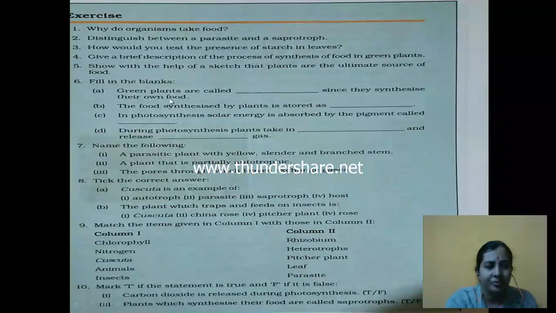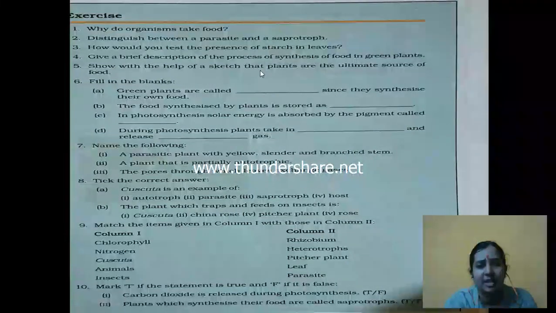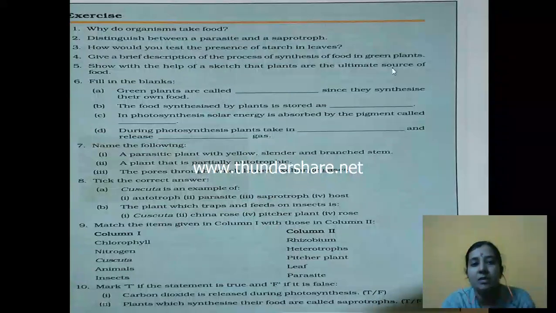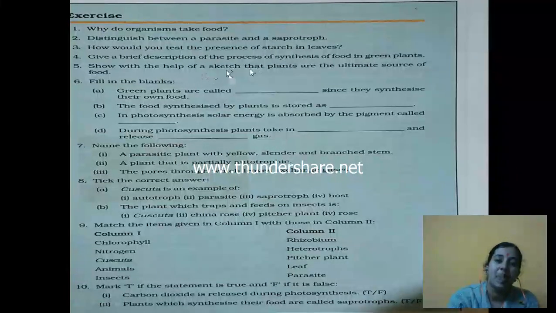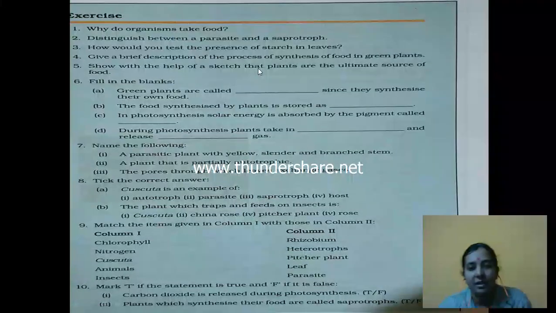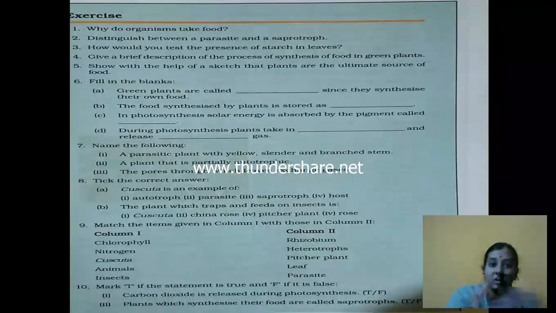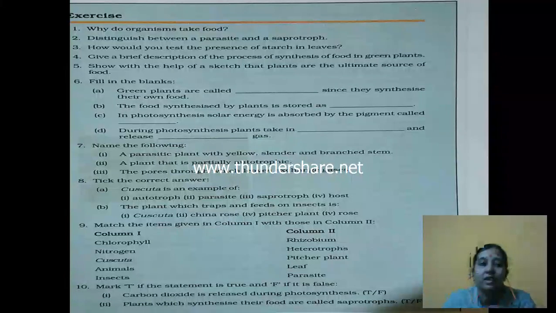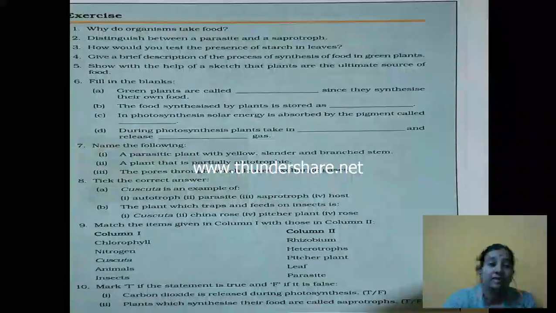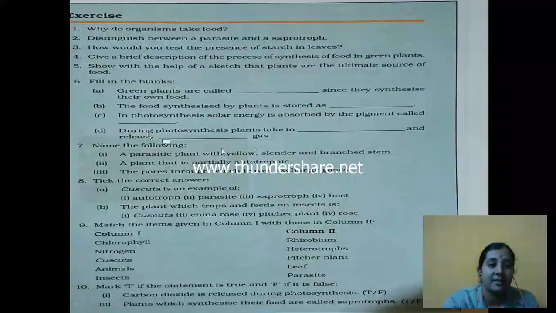Okay. Show with the help of a sketch that plants are the ultimate source of food. That means you have to draw a plant and write down the equation which is given in your textbook there. Okay, in the previous class presentation I have shown you a plant, and below you have a formula there. You need to write that. Okay, now next, fill in the blanks.